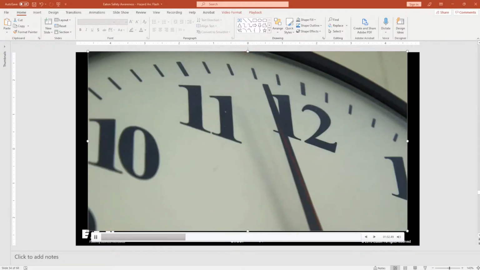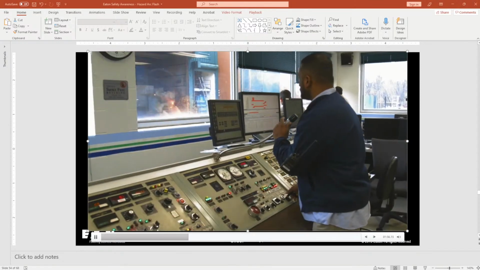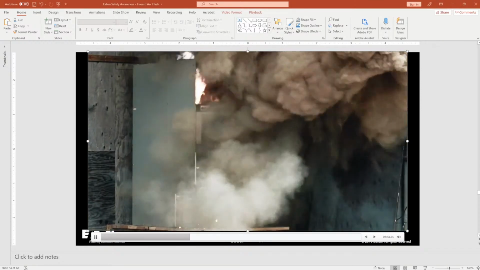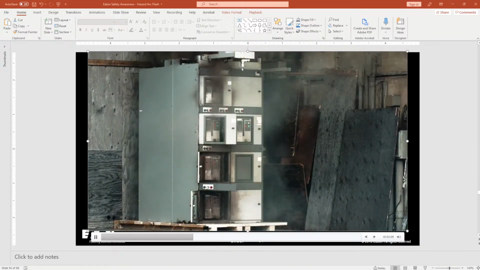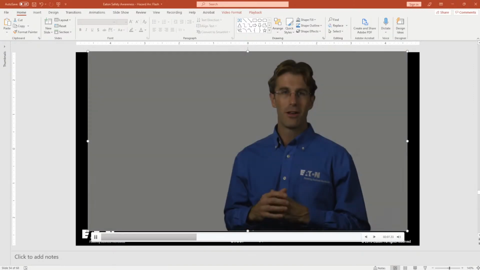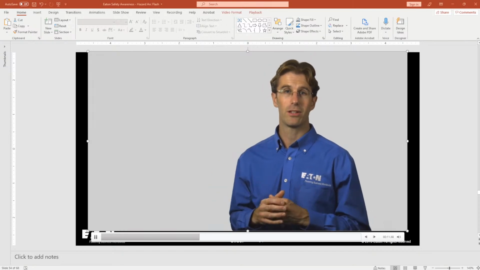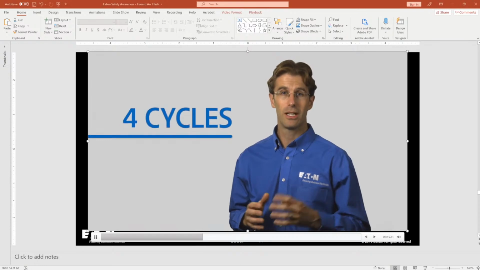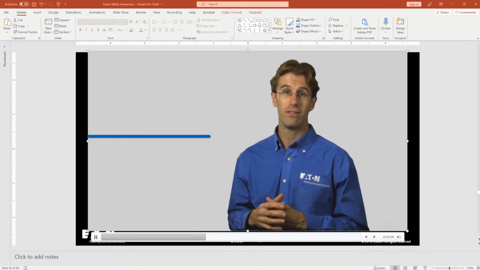For a 30-cycle arcing fault with no energy reduction or containment methods, the result is devastating. The explosive force decimates equipment and threatens the safety of operators and maintenance personnel. Most methods for reducing arc energy rely on tripping the main circuit breaker to clear the fault. Unfortunately, low voltage power circuit breakers can take up to 4 cycles or 67 milliseconds to open. This is simply not fast enough.